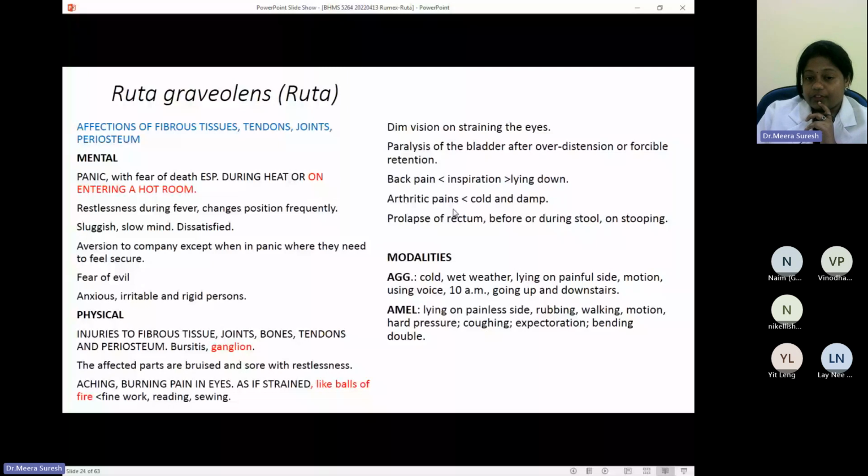Arthritic pains like that of Rhus tox, aggravation from cold, damp weather, and prolapse of rectum on the slightest stooping and before or during stool also. So for exam purpose, this one and the Allen's Keynotes will cover the main symptoms. You don't have to go for what has Kent written or what has Clarke written. That is just to give you more associated symptoms so that you can remember the main symptoms.